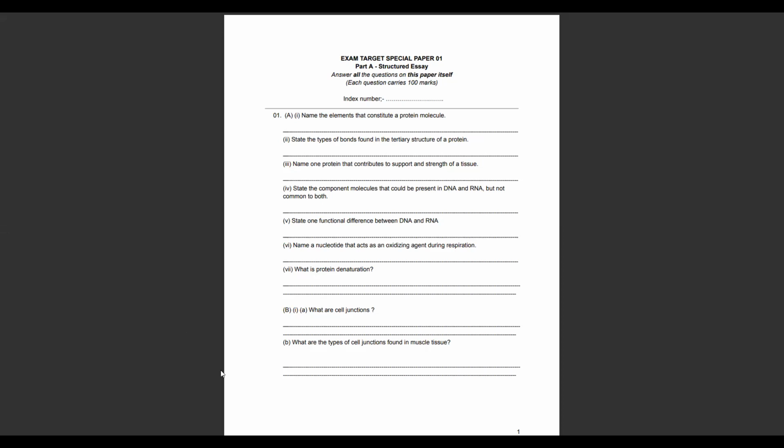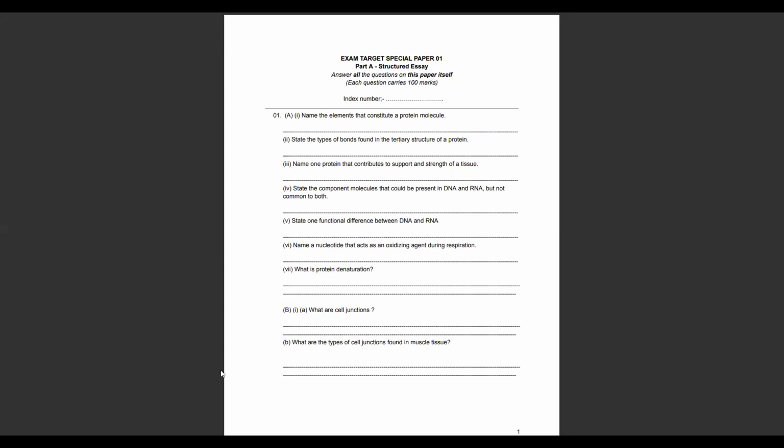Roman number 6. Name a nucleotide that acts as an oxidizing agent during respiration. Now here under nucleotides, other than deoxyribonucleotides and ribonucleotides, we learn about 4 other types: ATP, NAD+, NADP+, FAD+, right? Now out of them, NAD+ can act as an oxidizing agent during respiration. 1 mark.